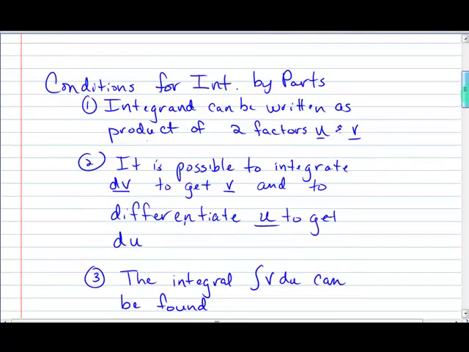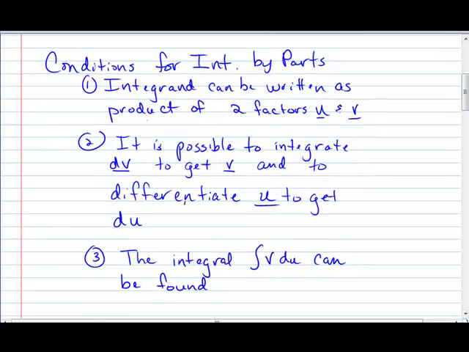The conditions for integration by parts. Okay, if the integrand can be written as a product of two factors, so the thing that's inside the integral, if you can break it apart into two things, then you could use that. If it's possible to integrate dv to get v and to differentiate u to get du. So you have to have things that will work with your formula, and you'll see that when we get started, and that the integral can be found. So those are the conditions.